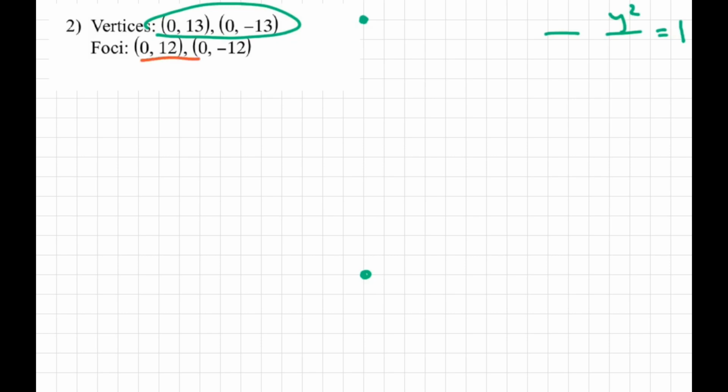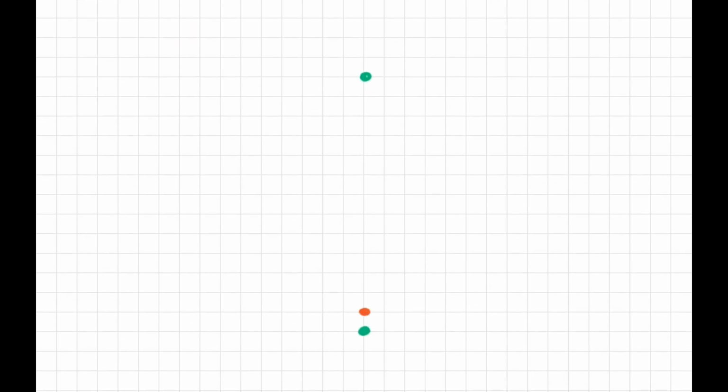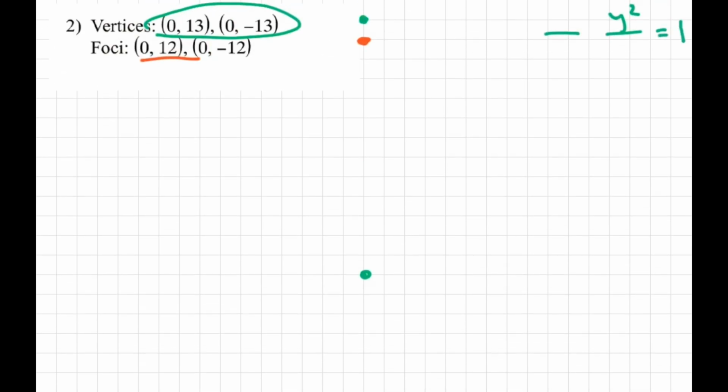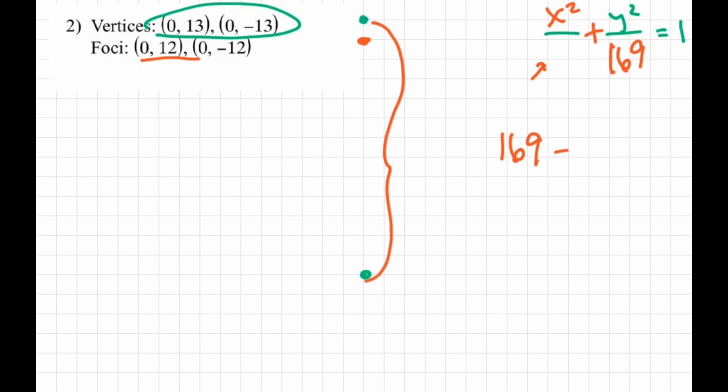The next thing are the foci, and they're at (0, 12) and (0, -12). So I know that my major axis is going to be the y, and I also know how far apart it is. So that's a distance of 13, so 13 squared is 169. I know there's a plus there. I know that x squared. The only question is, what's that number? Well, I know that 169 minus whatever a squared is has to be 12 squared. And so I just solve that equation then.